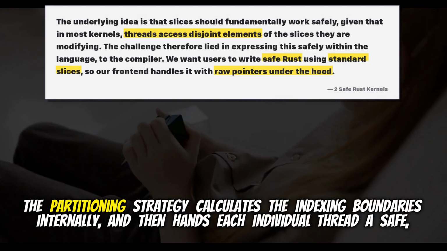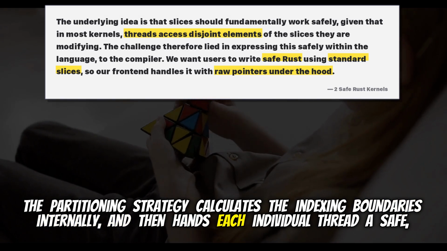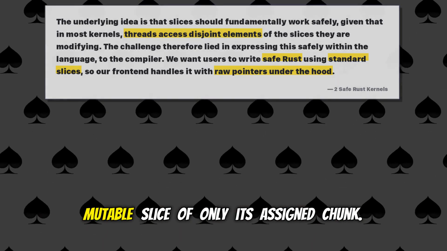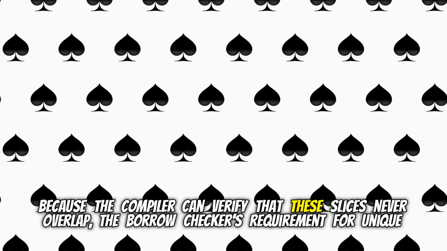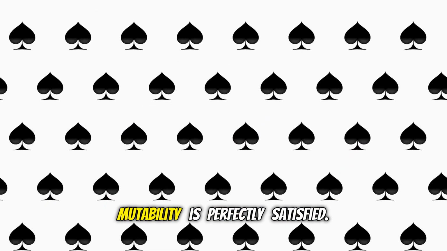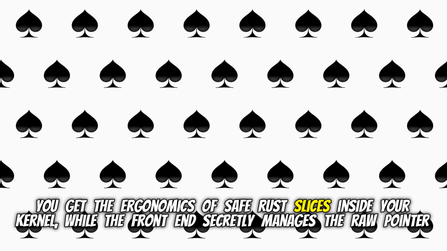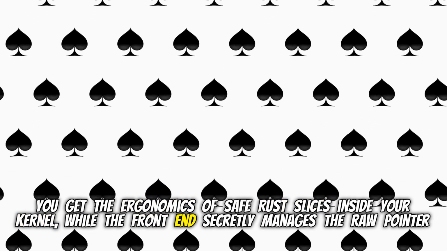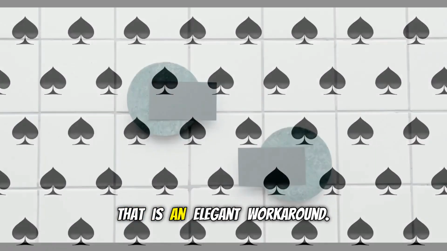Correct. The partitioning strategy calculates the indexing boundaries internally and then hands each individual thread a safe, mutable slice of only its assigned chunk. Because the compiler can verify that these slices never overlap, the borrow checker's requirement for unique mutability is perfectly satisfied. You get the ergonomics of safe Rust slices inside your kernel, while the front end secretly manages the raw pointer arithmetic required to distribute the workload. That is an elegant workaround.